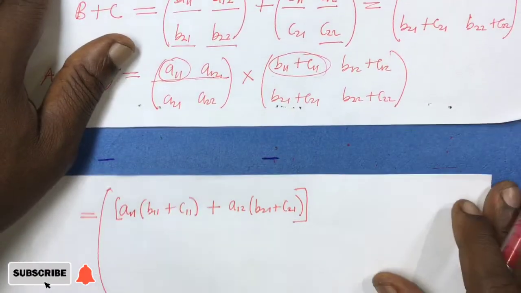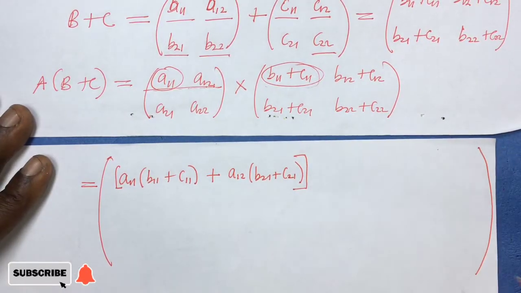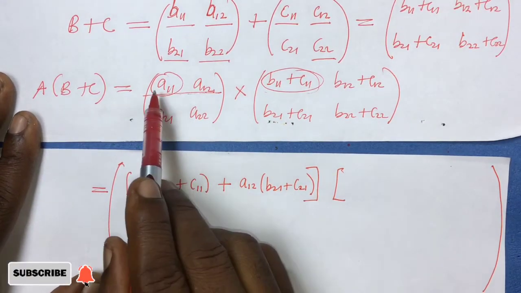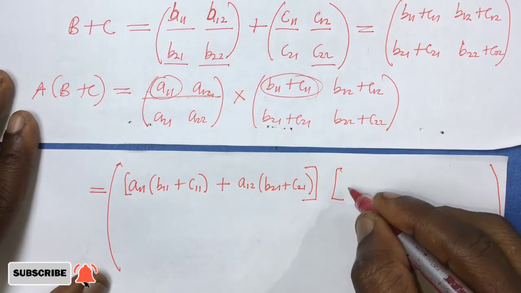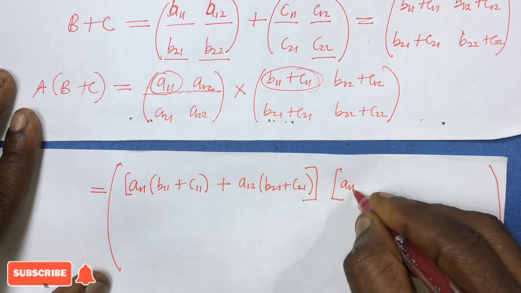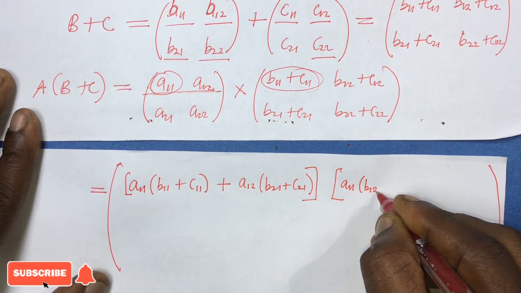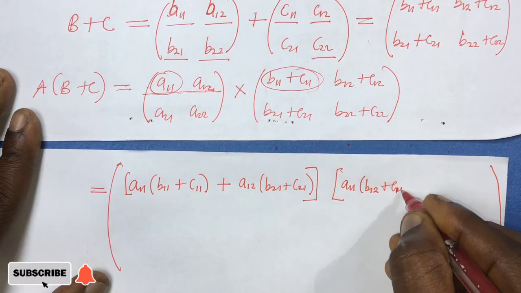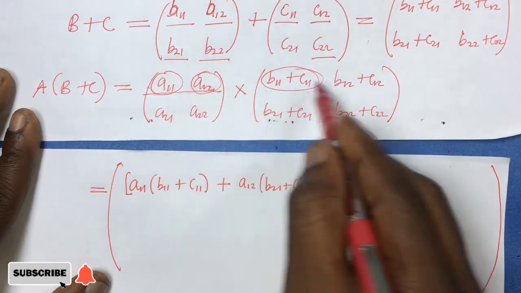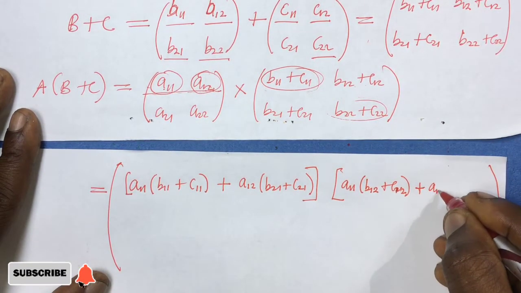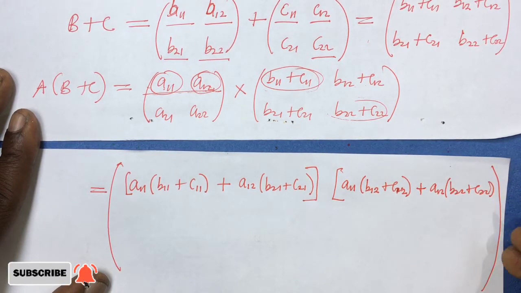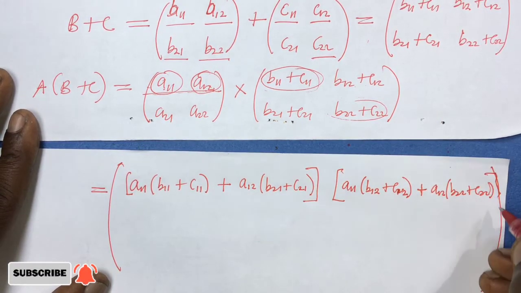Now, if you go to the next one, in this other bracket you are going to have this times this. This will give us A11 times (B12 plus C12), plus the second element will multiply this, and that will be A12 in bracket (B22 plus C22), okay, and that closes this bracket.